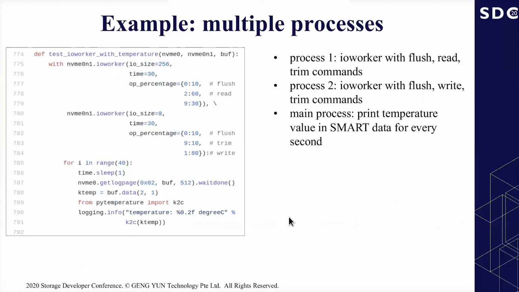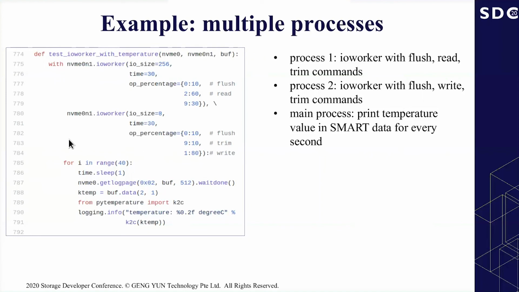Last example, I would like to show multiple ioworkers with some admin commands sent by the main process at the same time. In these two ioworkers, we use a different way to define IO commands. We use a dictionary. The keys are command operation codes, and the values are the percentage of the command. So it means an ioworker not only supports usual read-write commands, but also any kinds of commands, even those vendor-specific IO commands.